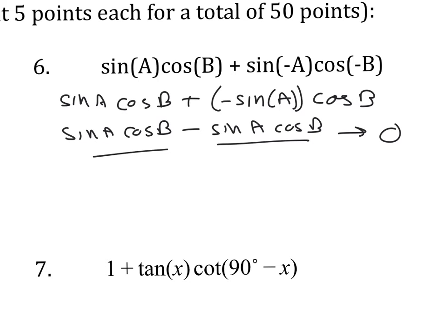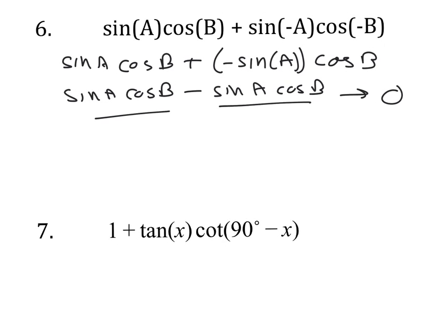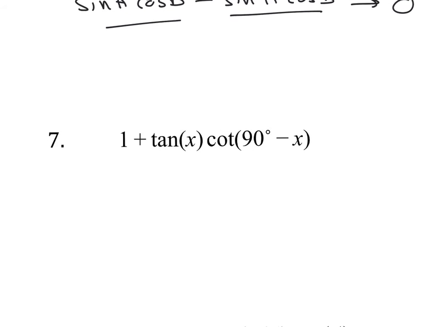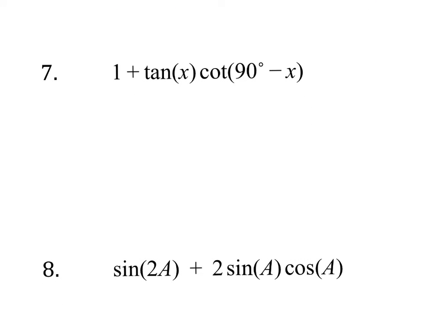A quick pro tip, if you do one of these things and you have a little time and you want to check your work, you can do that. So these are identities. If you take a value for A, just pick any random value for the variable and plug it into the original expression and get a number, you should get that same number when you plug that value into the final simplified expression.